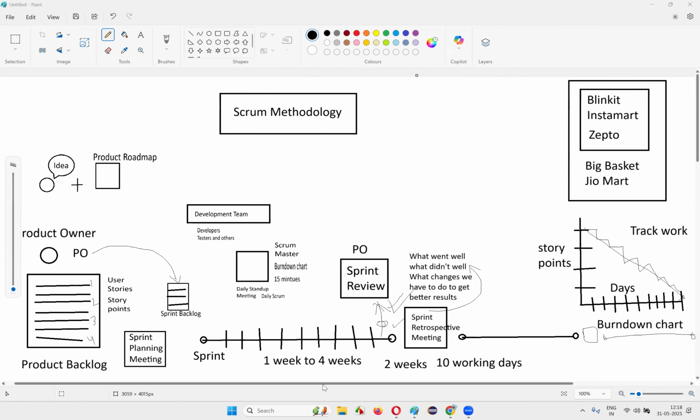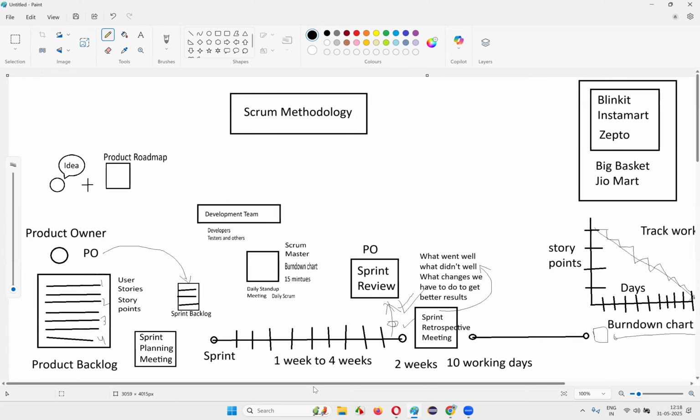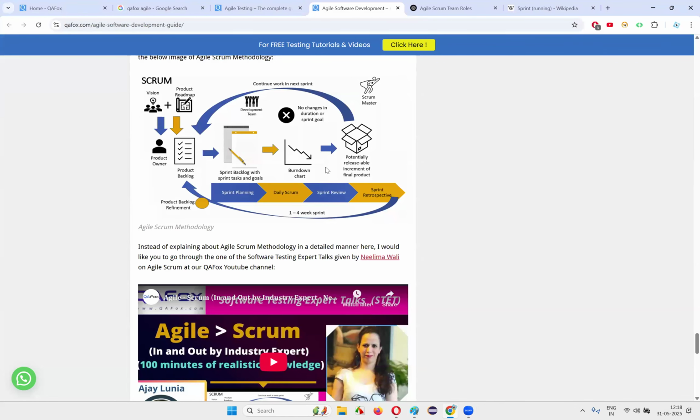This is the theoretical part of the Agile Scrum methodology, guys. Hope you understood all this stuff.